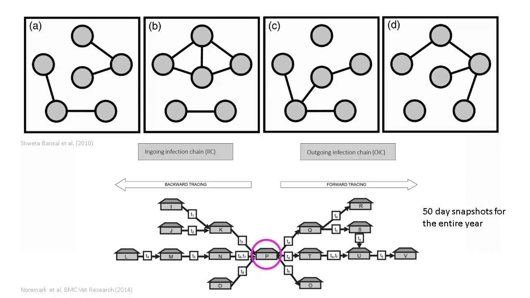So we have this farm here, and this is all the places that if this farm was infected, we would expect a pathogen to be able to get maybe to all of these farms, potentially. So that's the outgoing infection chain. And then we can also take into account the order in which those connections are occurring.